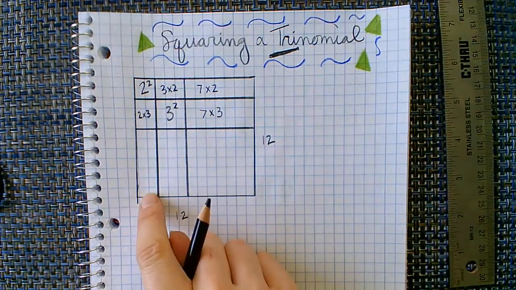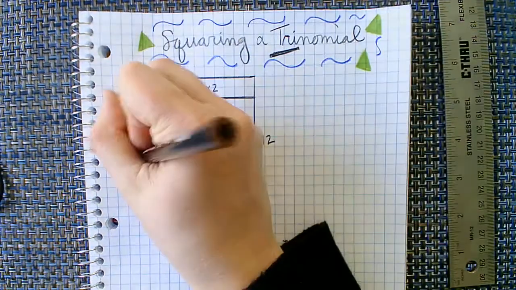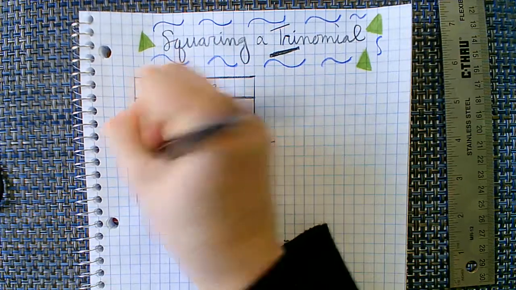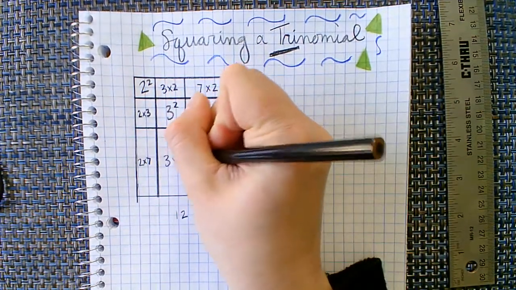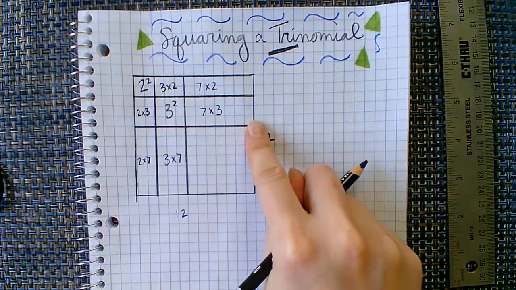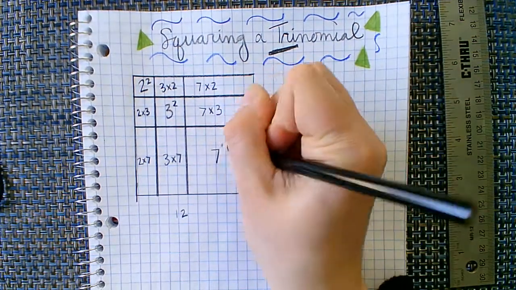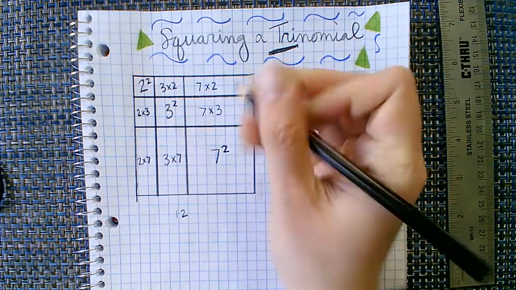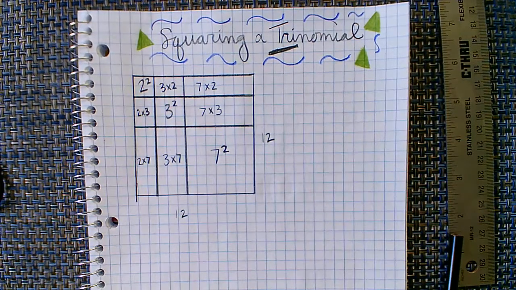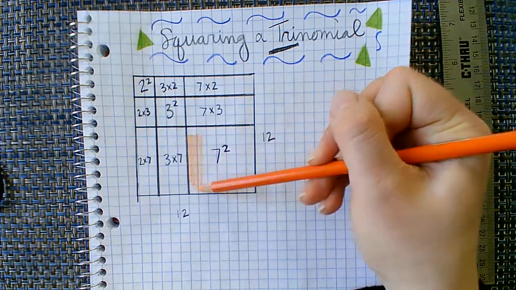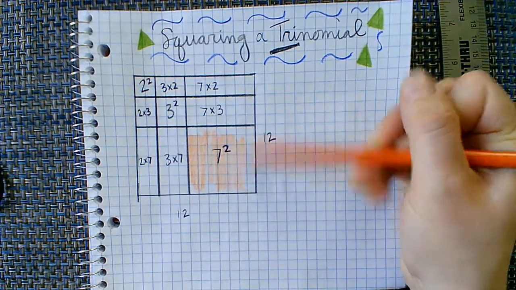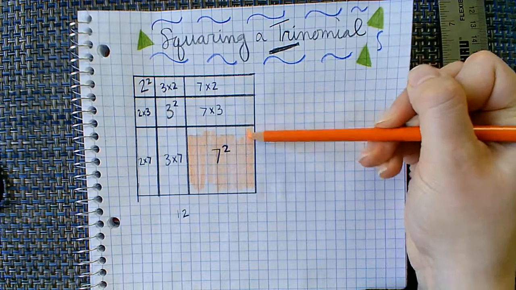Here I have 2 taken 7 times, 3 taken 7 times, and 7 by 7, which I would call 7 squared. Now we get to color it in. I'll color in my 7 squared orange. You can pick whichever colors you would like.